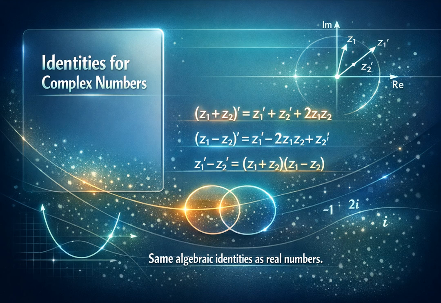The square of a sum, z1 plus z2, squared equals z1 squared plus z2 squared plus 2 z1 z2. The square of a difference, z1 minus z2, squared equals z1 squared minus 2 z1 z2 plus z2 squared. And the difference of squares, z1 squared minus z2 squared equals z1 plus z2 times z1 minus z2.